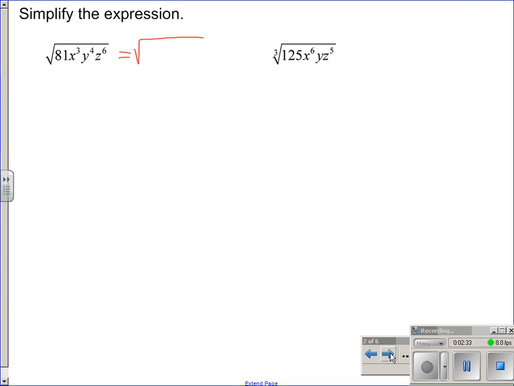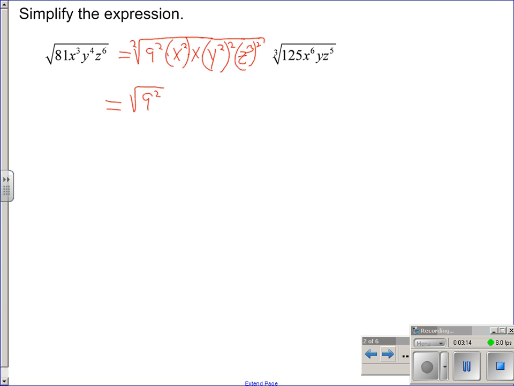So 81, I'm taking the square root, so I got a little 2 there, and we never write it, but 81 is 9 squared. Okay, x cubed is x squared times x. So again, this is the idea of what I'm looking for. I'm looking for that x squared, because the square root of a square, those things will cancel each other out. That y to the fourth is y squared, and z to the sixth is z cubed squared.